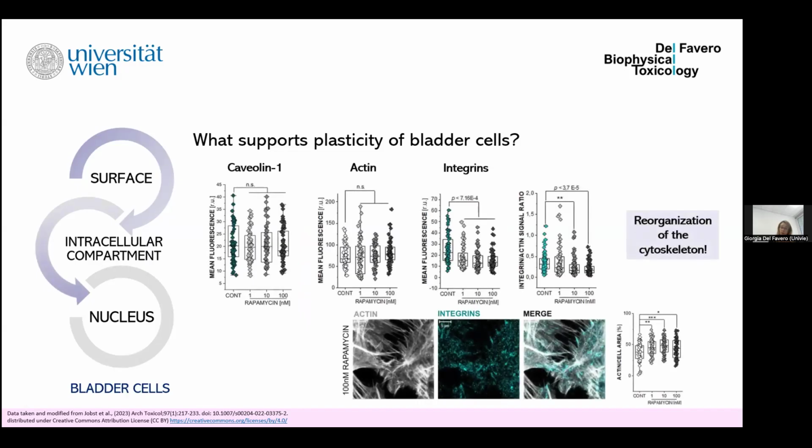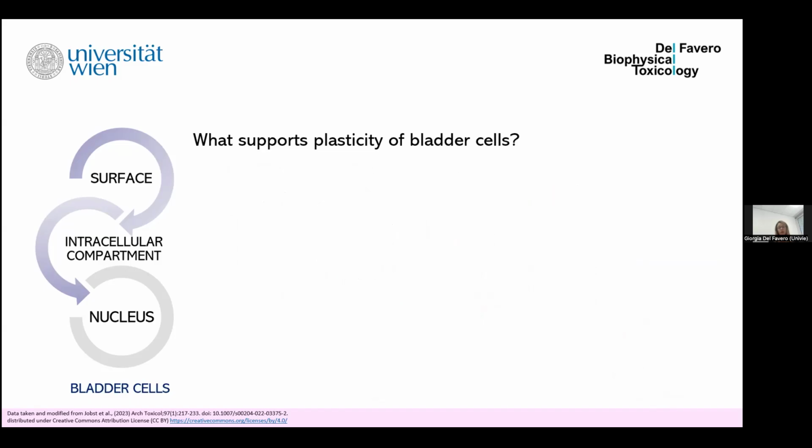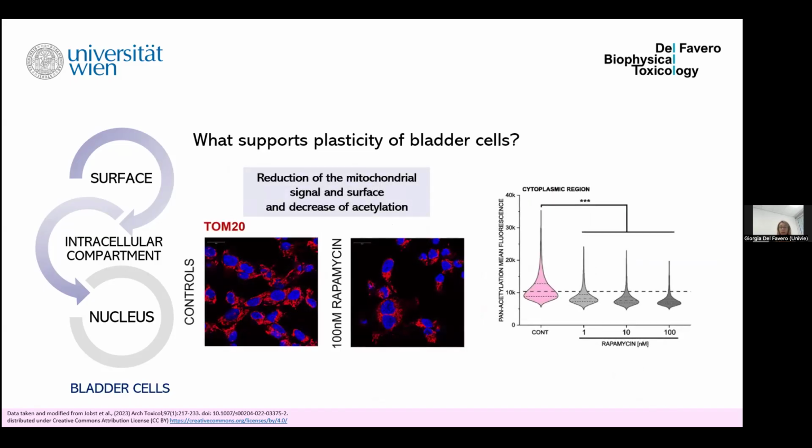Then we moved down in the intracellular compartment, starting from the surface, like caveolin 1 as a cell mechanosensor. We couldn't see any variation of the signal. Intensity of actin cytoskeleton was actually decreasing. Still, what we saw was a rearrangement of the integrin signal, and also intracellular rearrangement and adaptation of the actin cytoskeleton within the cells, measured as actin area per cell. The application of rapamycin actually returned a reorganization of the cytoskeleton. That was not the only thing that we observed. We also saw a decrease of the mitochondria, both in signal and the surface, and very interestingly, a decrease of the intercellular acetylation. And here are the graphs of the cytoplasmic region.